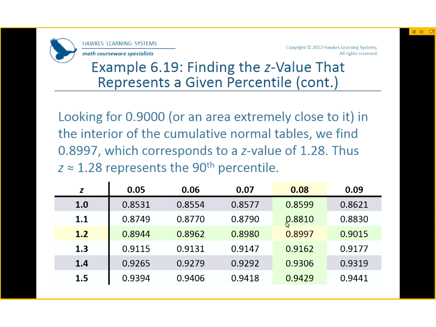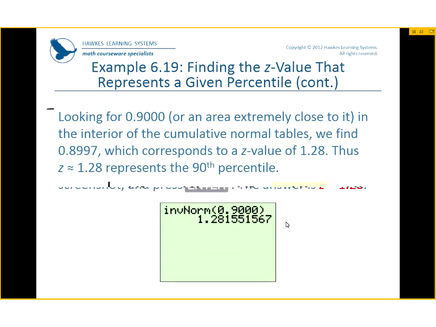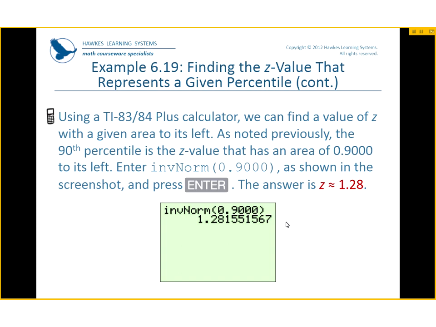We can look it up in the table, but if you look here, we don't see a 0.9000. We see a 0.8997 and a 0.9015. If you're using the table, go with the one that's closest to it. That would be 1.28, because 0.0013 compared to 0.0015 is smaller, so you want the smaller amount. Or use your calculator. Second, VARS, 3, 0.9000, close parentheses, and you get 1.28. So your z-score is 1.28.